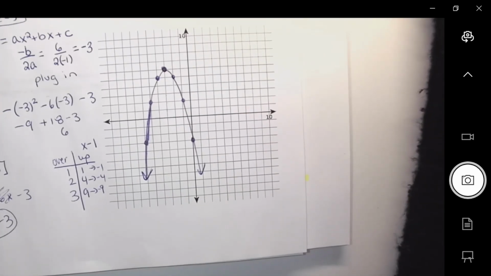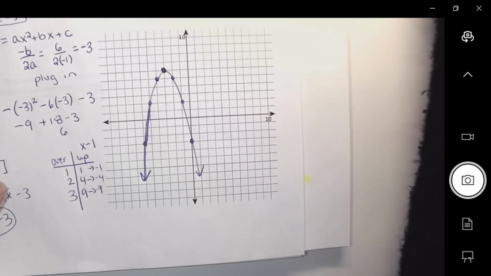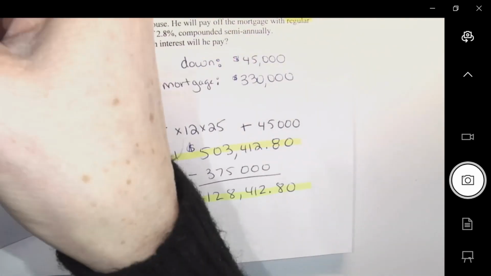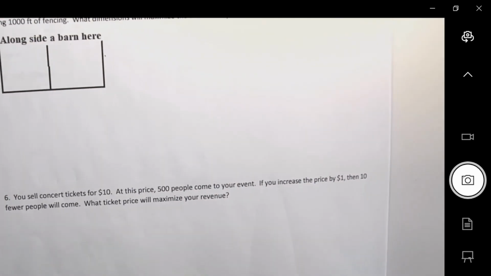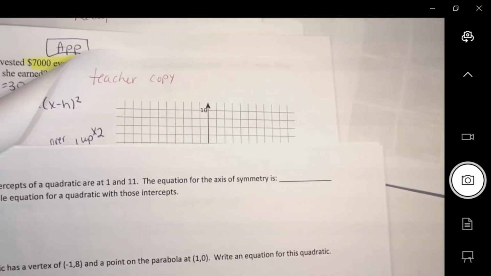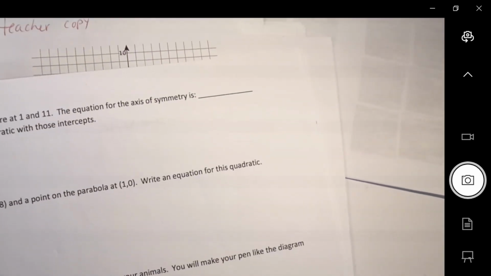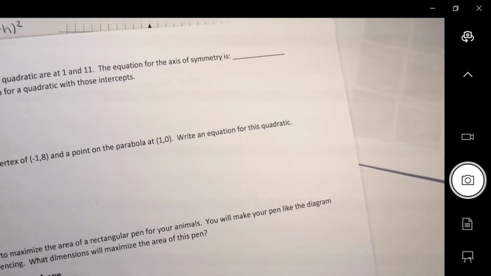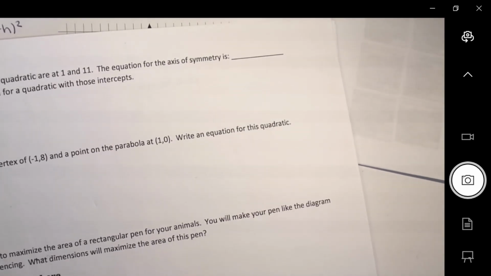Okay, so that page is worth 20 points on your exam, so I would highly suggest doing a few of those. That's a big chunk of points. In general form, it's what we take, right? Yep, in any form, it's just A, I think, right? Yes. Okay, given x-intercepts are at 1 and 11, then where is your axis of symmetry?